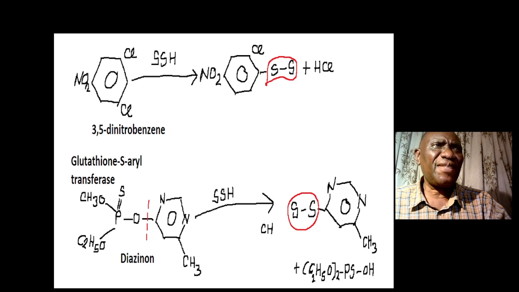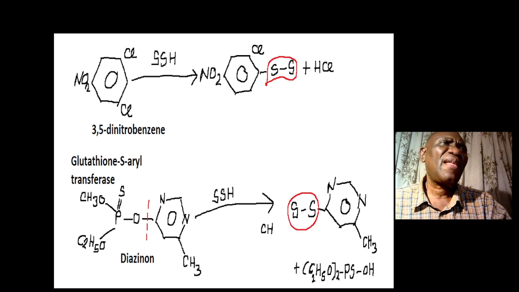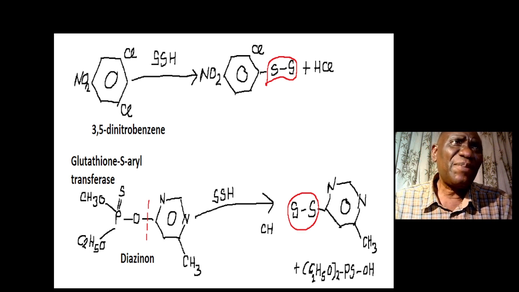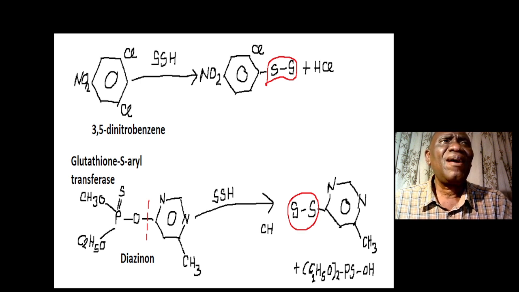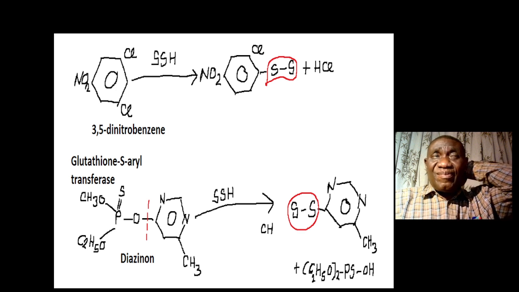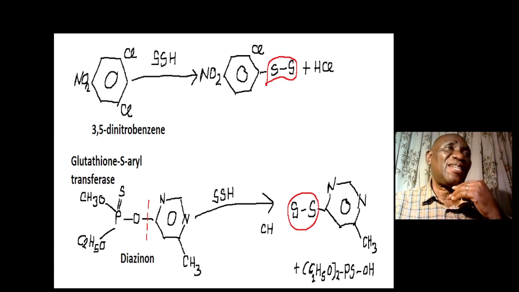Also, the presence of this phosphorus attached to the oxygen in diazinon, for example, it can be split like a scissor. So this can be split by glutathione, and it will form a union with the other part. So you need this structure so that glutathione can act on it.